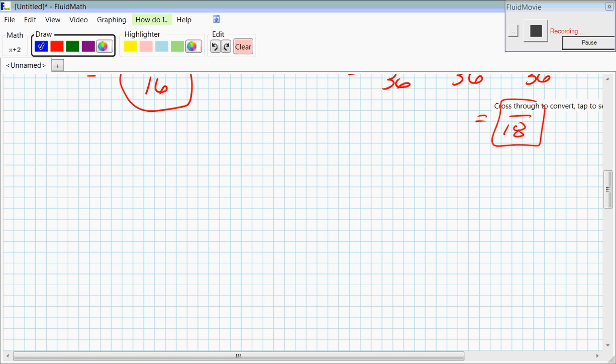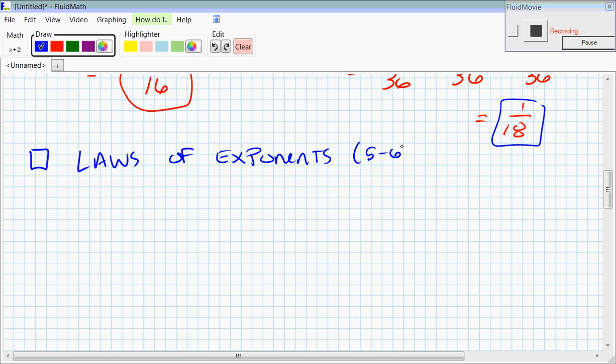Okay. Running out of room. Turn it over on the back. Laws of exponents. And this is going to be numbers 5 through 6.